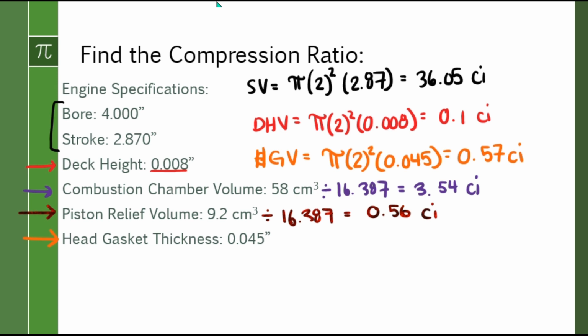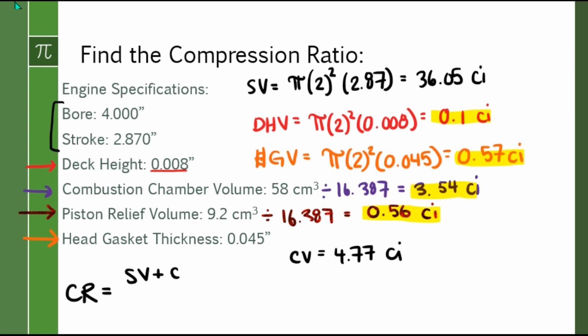So what is going to go into my clearance volume? Everything except the swept volume. So you're going to add up this number, this number, this number, and this number. Your clearance volume is going to be equal to 4.77 cubic inches. Now you're ready to find the compression ratio. Your compression ratio is equal to the swept volume plus the clearance volume. That's the volume of your combustion chamber at bottom dead center, or your whatever cylinder. My lingo's so bad. And you're going to divide that by the volume of your combustion chamber at top dead center.